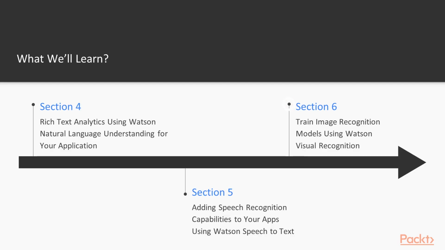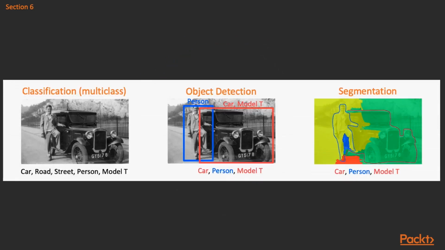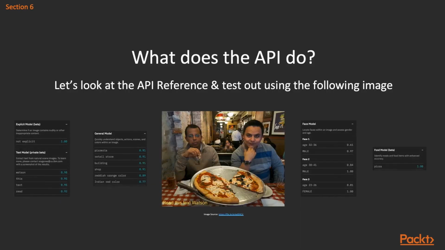Then finally, last but not least, in this part, we'll talk about training image recognition models using Watson Visual Recognition. We'll look at how Visual Recognition allows you to tag, classify, and deeply analyze images. Then I'll walk through some of the basics of computer vision, including classification, object detection, and segmentation. Then we look at what the Watson Visual Recognition API does, looking at the API reference and operations and out-of-the-box models that are available.